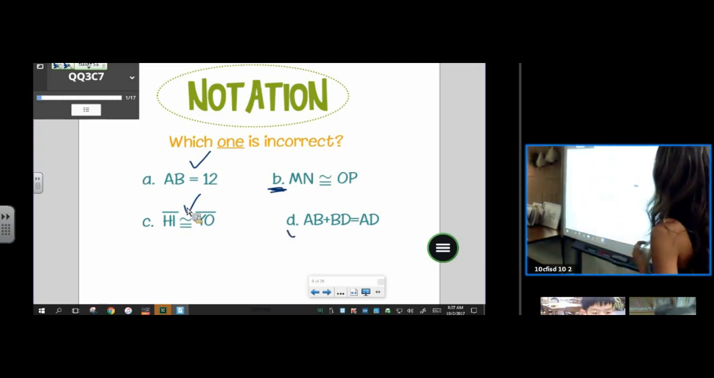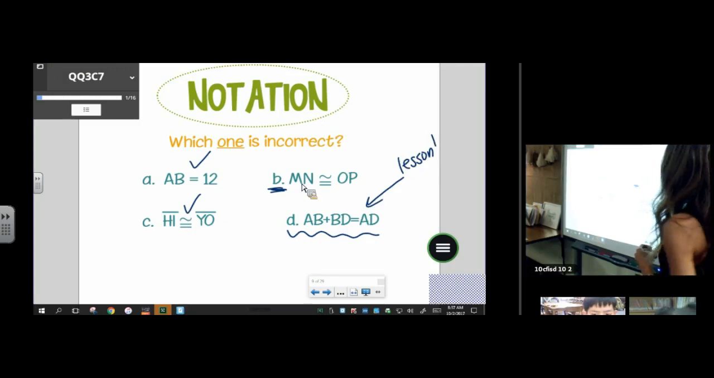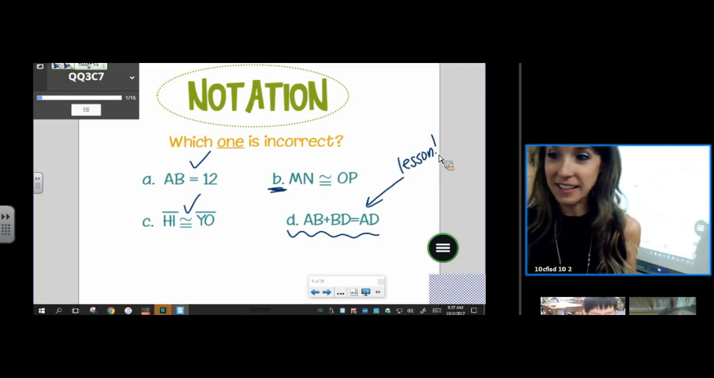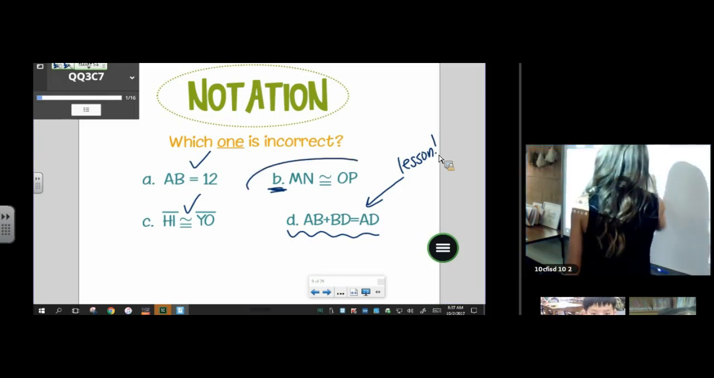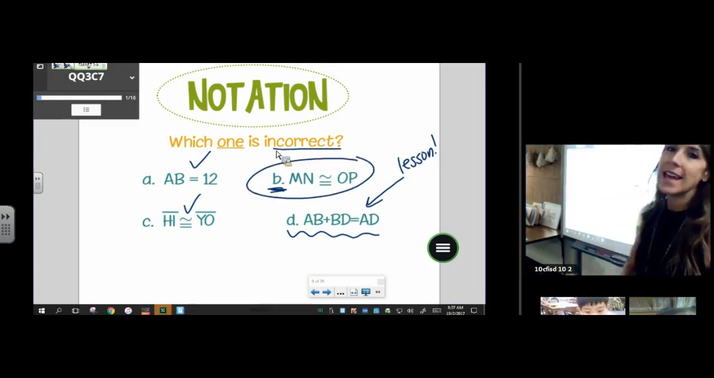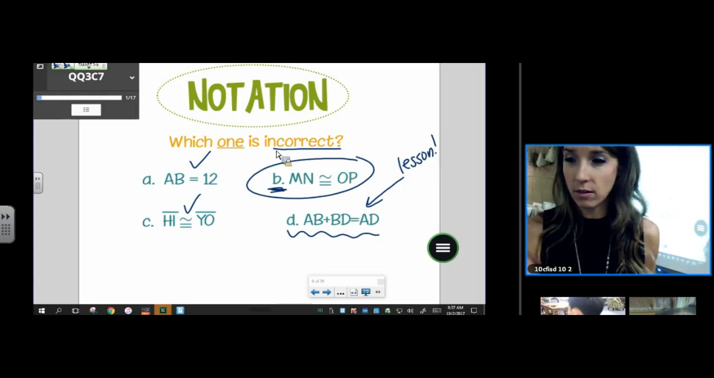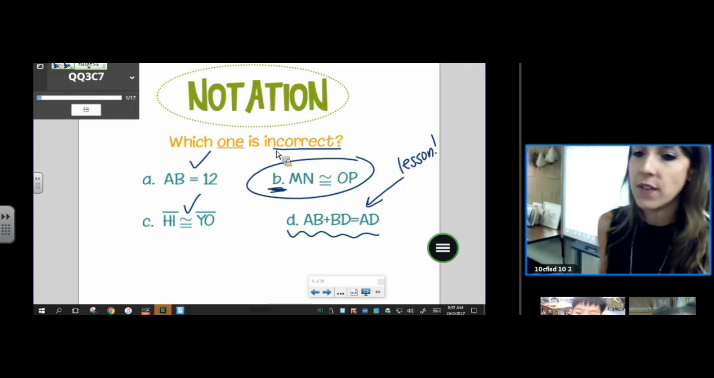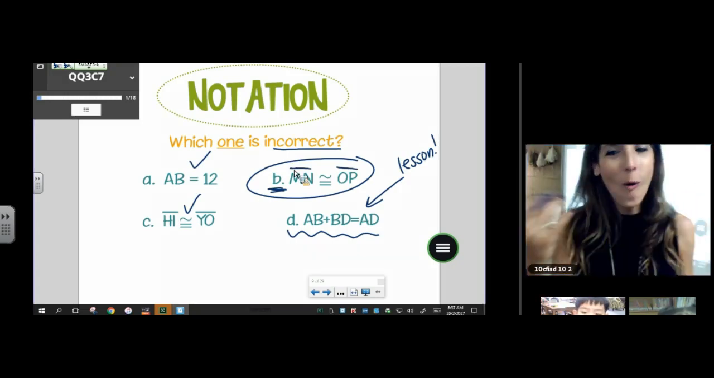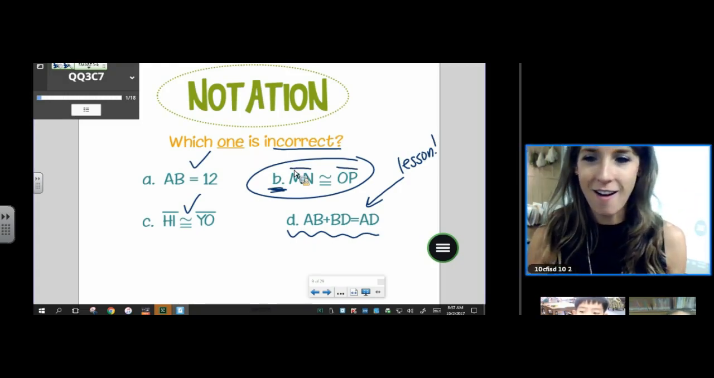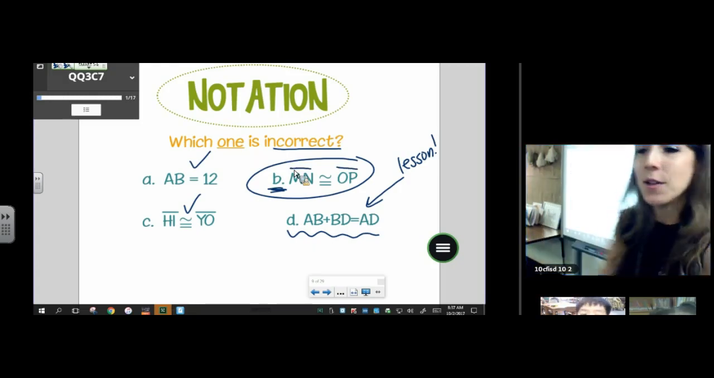D is actually our lesson today, so it better be right, because that's what we're learning today. And B is the one that's incorrect. We cannot say a number is congruent to a number. So if we wanted to fix this, we would either need to put segment symbols above it, or we would need to take the squiggly line off. All right, so let's dive right in.